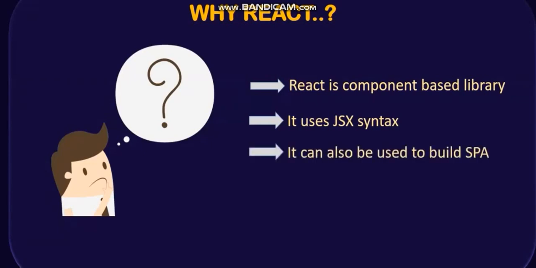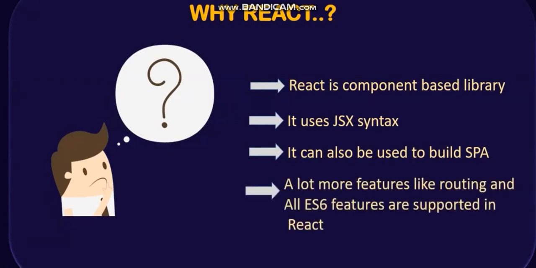Inside the JavaScript code, you can return the HTML syntax. It can also be used to build SPAs. SPA means single page applications. SPA applications are not going to refresh anymore, because all we need to do is change the components based on our needs. A lot of features like routing and all JSX features are supported in React. Because React is a completely JavaScript-based library, all the features you use in JavaScript, like array mapping and method binding, are also used in React.js.